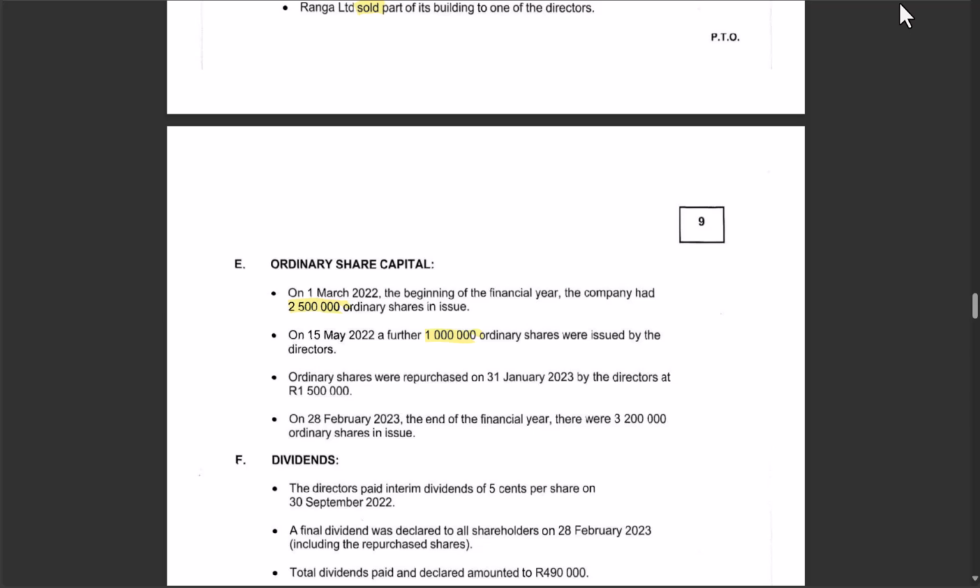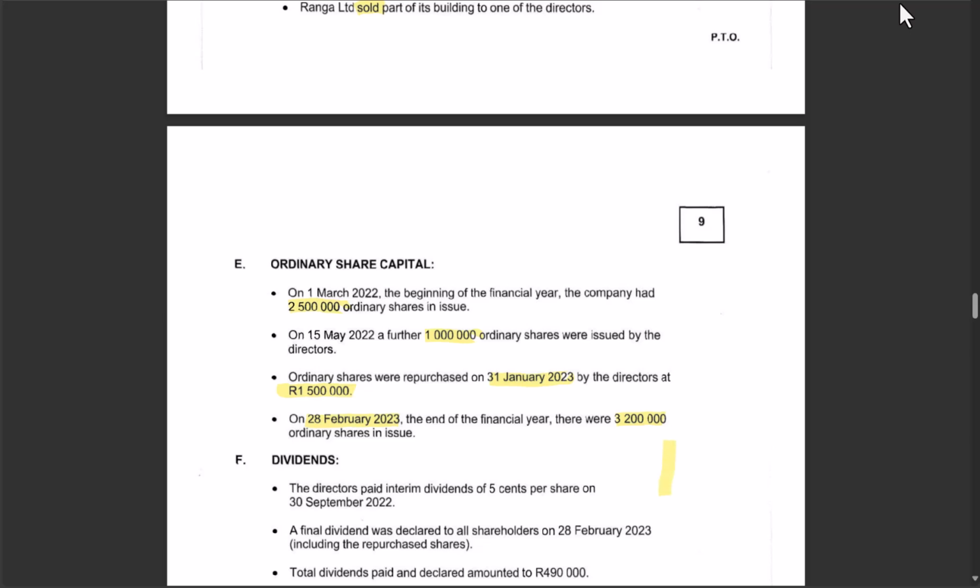Ordinary shares were repurchased on 31 January 2023. I remember the year ends on 28 February. They were repurchased by the directors at 1,500,000. This was the total cost that they paid to the people that owned the shares, to buy them back. Then at the end of the financial year there were 3,200,000 ordinary shares in issue. So 3,200,000 shares was the closing balance of number of shares.